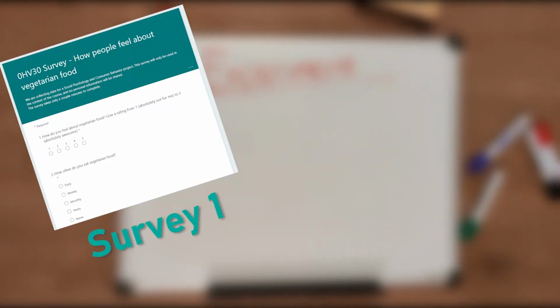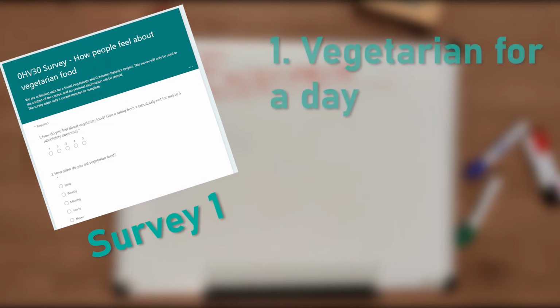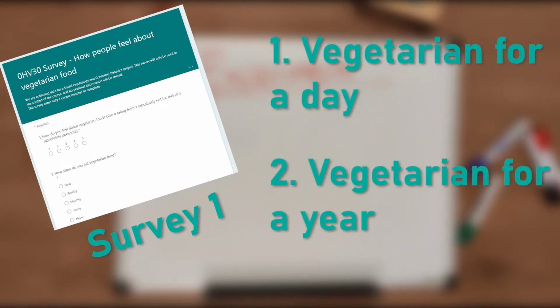To test the effect, we made an experiment. In the experiment we made 2 surveys. In the first survey we asked people if they were willing to eat vegetarian food for a day. After that question, and only if they said yes, we asked if they would eat vegetarian for a whole year, thereby exposing the user to the effect.